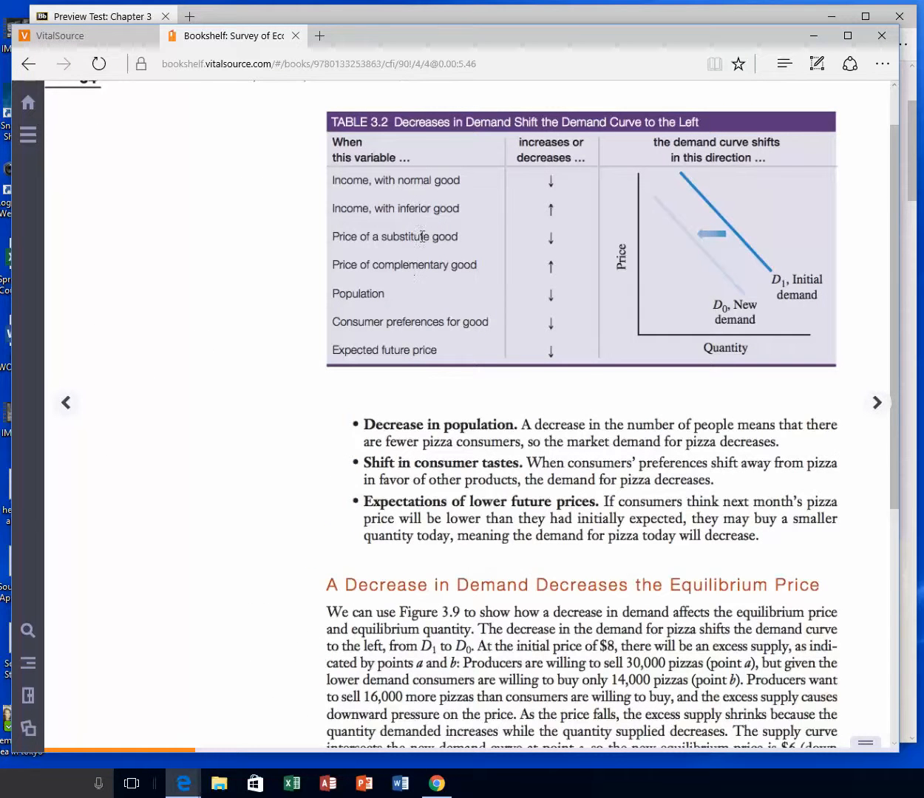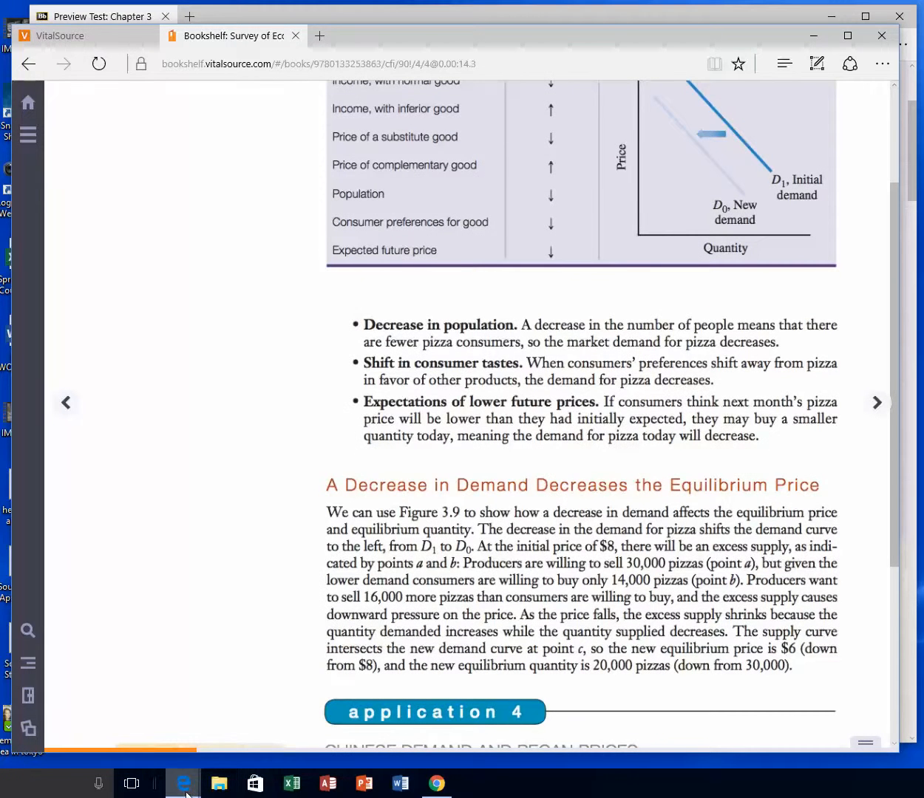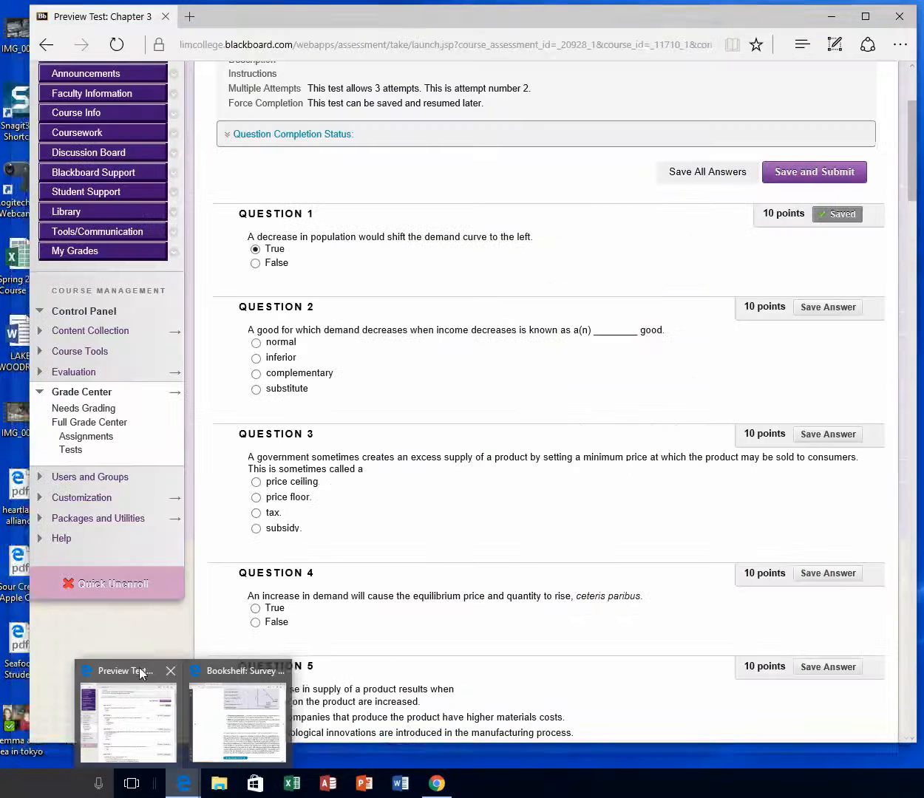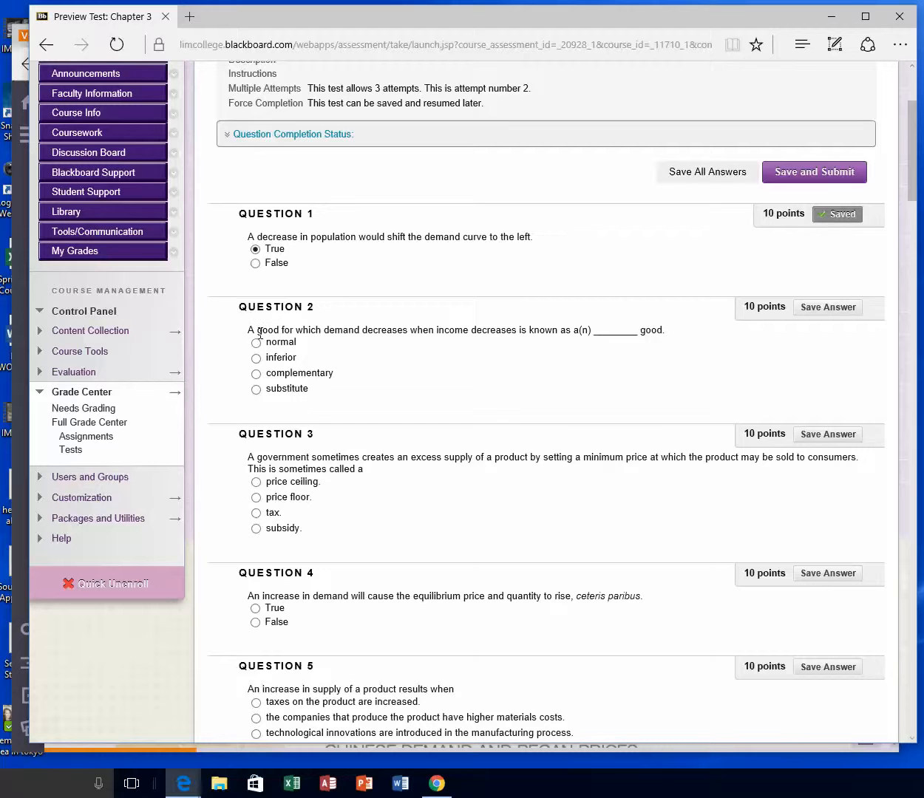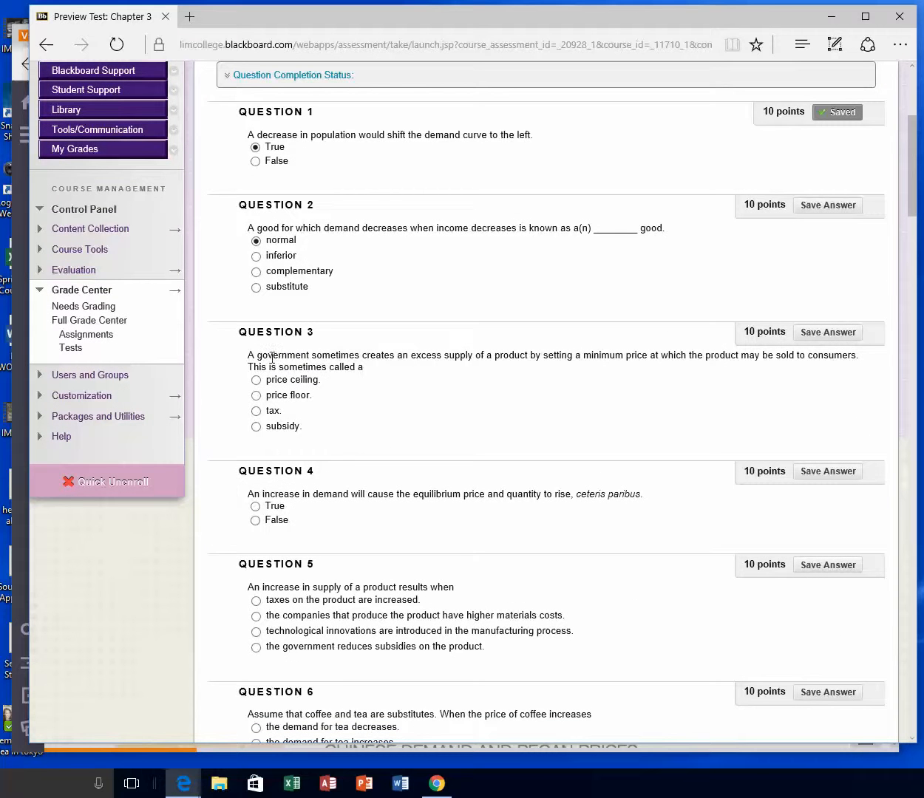Substitute, inferior, normal good. Again, a normal good is just if I get an increase in pay, I would buy more of a normal good. An inferior good, if my pay goes up, I'm not going to buy as much inferior goods. I'll go to the normal stuff. And again, substitute, complementary good. I think they're fairly easy to understand. So let me go back to my question here. A good for which demand decreases when income decreases is a normal good. On this one, we'll take a look at some of the other ones later in the questions.